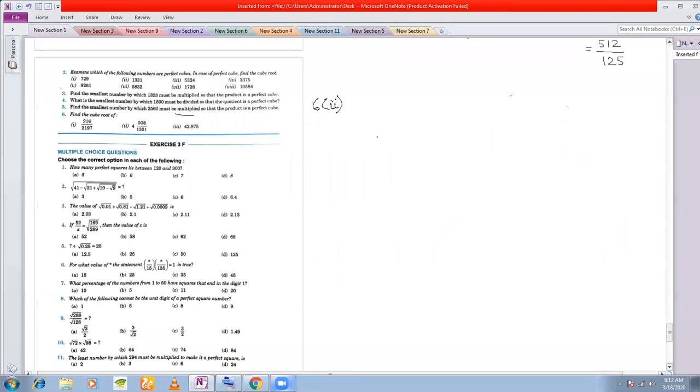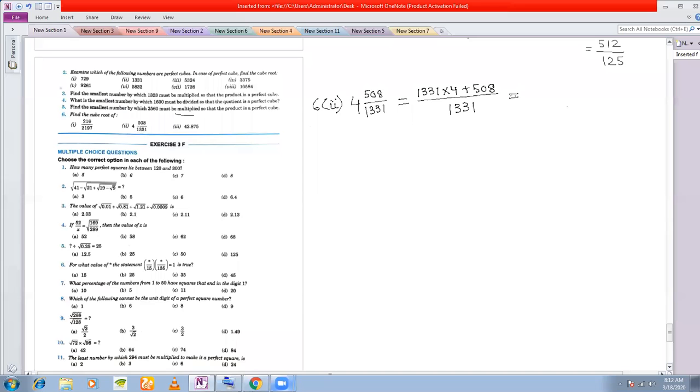Okay, the question here is find the cube root of 4 508 over 1331. This mixed fraction is there. You need to find out the cube root of this number. Now, what you do here is, first of all, you convert this mixed fraction to an improper fraction. And how do you convert it? 1331 you multiply with 4 and you add 508, and all this is divided by 1331. Okay, we are converting this mixed fraction to an improper fraction.